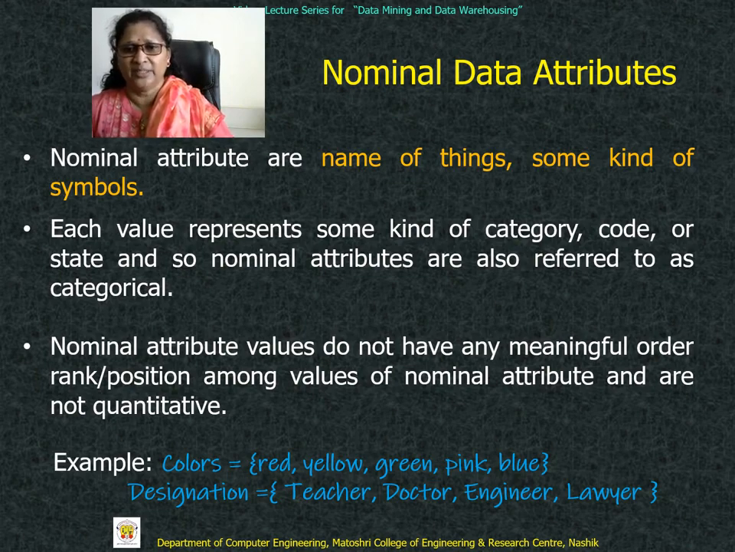Nominal attributes, as we have learned, are nothing but names of things, some kind of symbols. Each value represents some kind of category or a code. For example, colors: red, yellow, green, pink, blue. Or designations like teacher, doctor, engineer and so on. Nominal attribute values do not have any meaningful order. Hope you remember we have learned that nominal attribute values do not have any meaningful order or rank. They are not represented quantitatively. They are just names given to things.